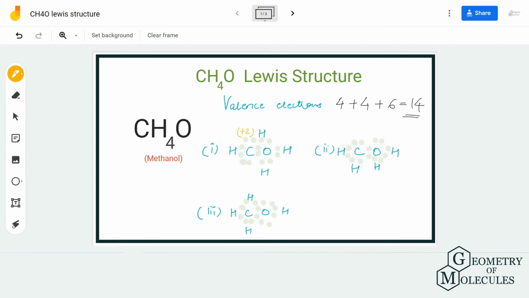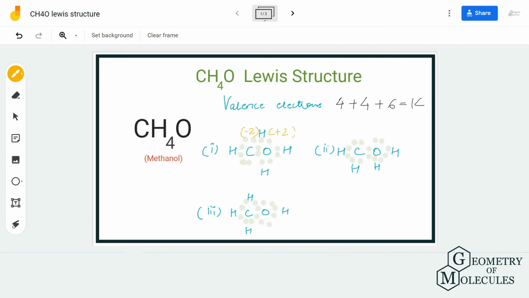So in this molecule, the carbon atom will have a charge of -2 and the oxygen will have a charge of +2. Now, oxygen is more electronegative than the carbon atom, so it should have the negative charge and not the carbon atom. So we are going to rule out this possibility completely because we often try to go with the structures in which charges are as close to 0. So we are going to rule this out.